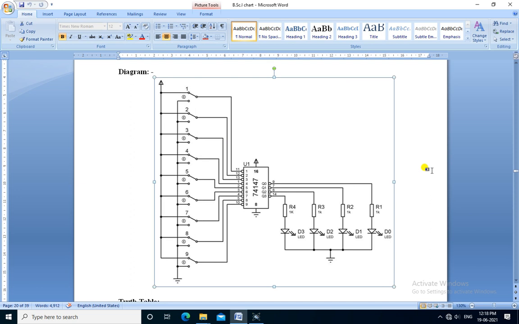This is the diagram for decimal to BCD encoder. The decimal inputs are given here and BCD output is got from here. Inputs and outputs are active low type. So whenever the pin is low, then it is active, and when the output is low, then it is active. For input, switches are connected to apply the inputs, and LEDs are connected to show the BCD output.